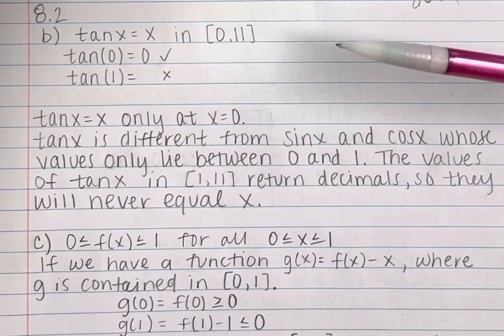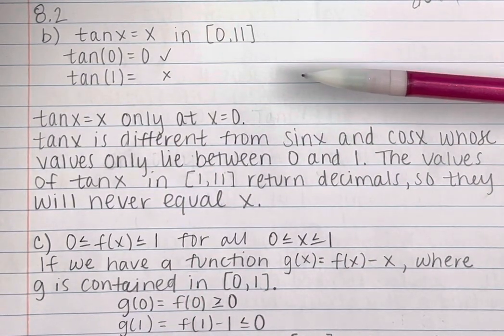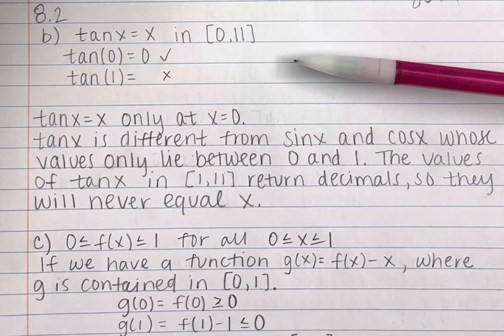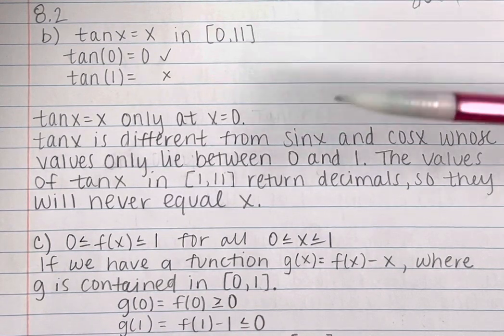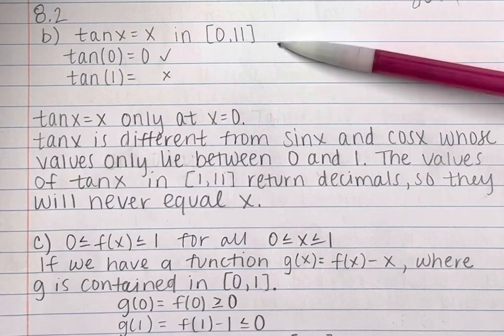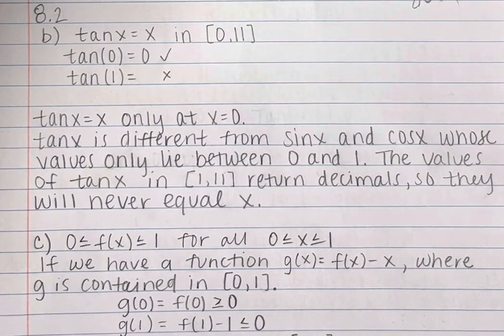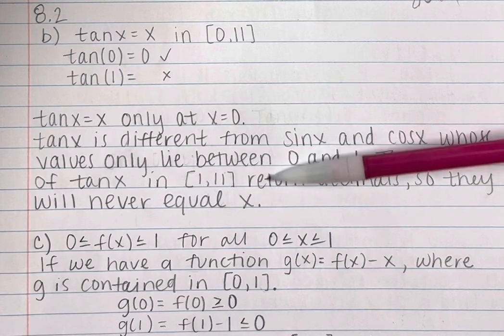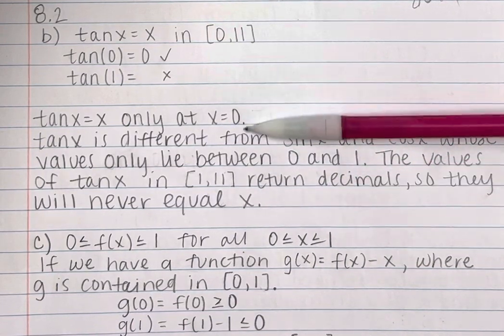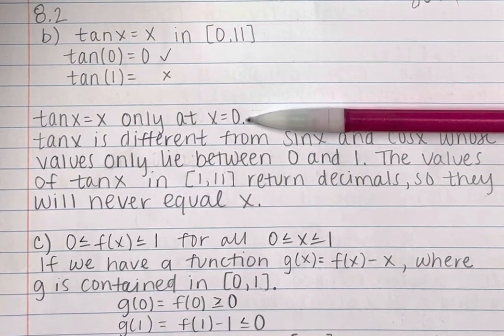tangent is going to return pretty small decimals. We can see that those will never equal 1 through 11. So they're never going to equal x here. So we can only have x equals 0, where tangent x equals x.